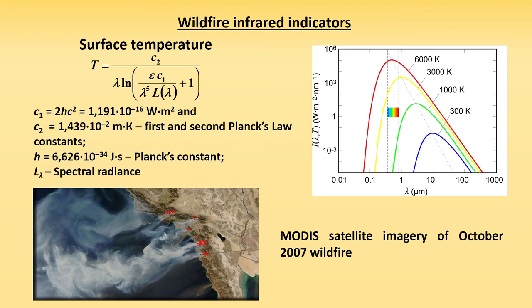Thermal infrared data in the range of 8-14 micrometers on satellites orbiting Earth can help by detecting fire hotspots, parts of the land surface that are noticeably warmer than the surrounding area, and their temperature can be estimated using Planck's law.